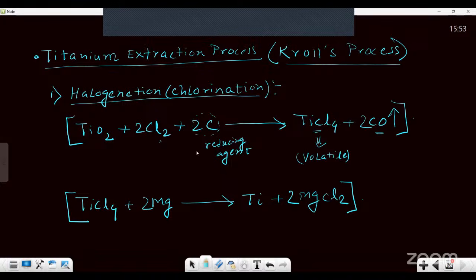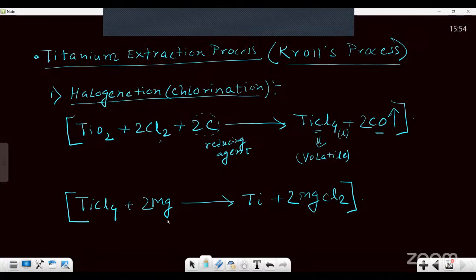TiO2 contains oxygen. Carbon removes the oxygen and gets converted into CO, and it helps in the formation of TiCl4. This TiCl4 is a volatile liquid, and it can be purified by fractional distillation. Here we are reducing it. TiCl4 is reduced by Mg, converted to titanium and MgCl2.